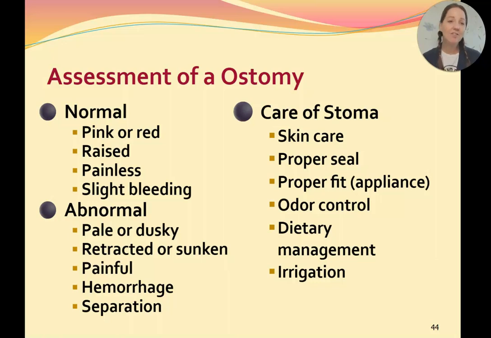An abnormal ostomy would be that pale, bluish, dusky looking color. It's not even out and proud. It's all sunken in. It hurts. Maybe it's bleeding a lot, not just dabs of a little bit of blood, but actually bleeding, and maybe even separates from the skin.